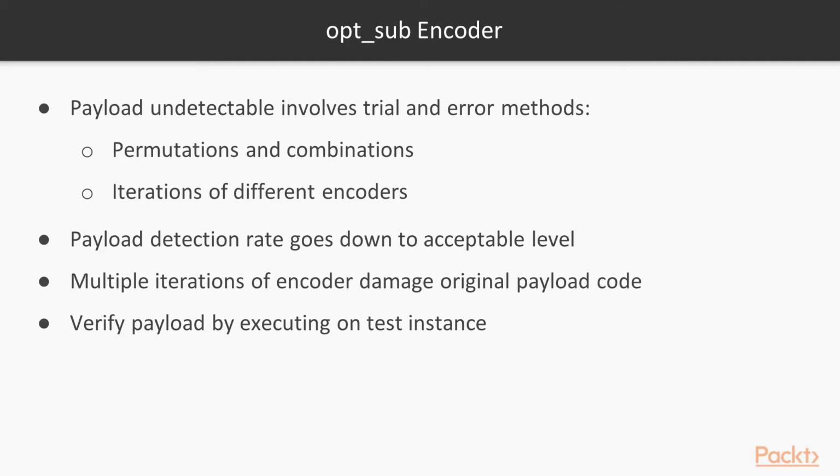You have probably worked out that there is no single secret video that can make our payload completely undetectable. The process of making a payload undetectable involves a lot of trial and error, using various permutations, combinations, and iterations of different encoders. You have to simply keep trying until the payload detection rate goes down to an acceptable level. However, it's also very important to note that at times running multiple iterations of an encoder on a payload may even damage the original payload code. Hence, it's advisable to verify the payload by executing it on a test instance before it's sent to the target system.